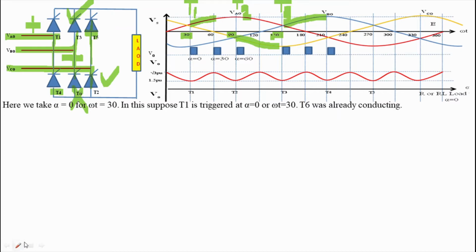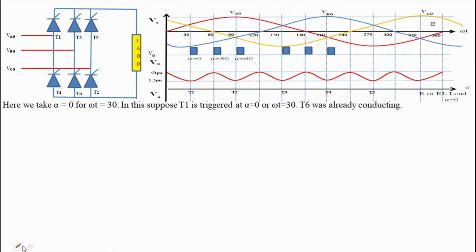So this is the triggering sequence of the thyristors. In this way, we will trigger the next thyristor. So at omega t equals 30 degree, we will trigger thyristor T1. At 90 degree, we will trigger thyristor T2, and at omega t equals 150 degree, we will trigger thyristor T3. Now let's start the calculation of output voltage for alpha equals 0.